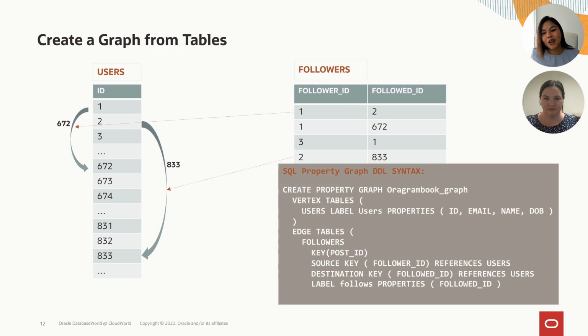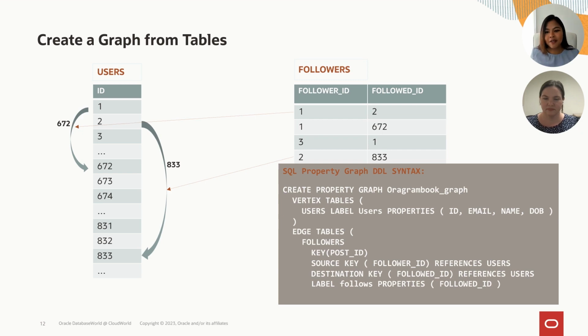At Oracle, one of the ways we create graphs from database tables is by using a create property graph statement. So continuing with the Orogram book use case, we have two tables. One is users, which has the user's information where the ID is the primary key, and the other table is followers, which has a report of all follows between accounts, where follower ID and followed ID are foreign keys, referencing IDs in the users table.